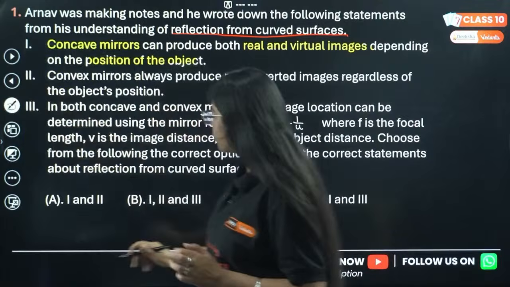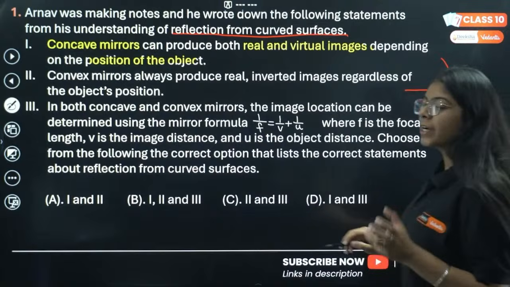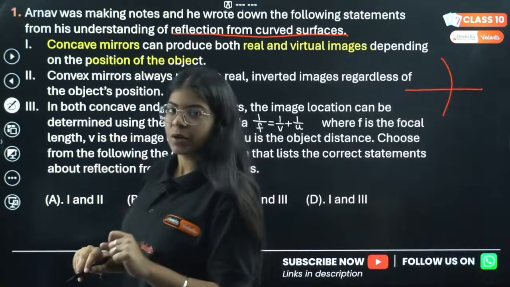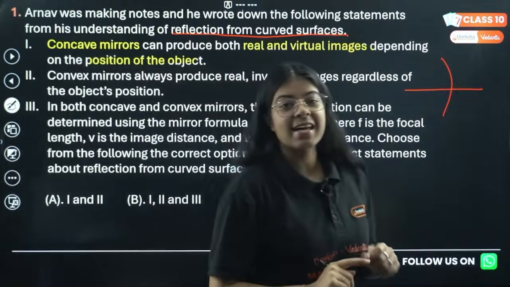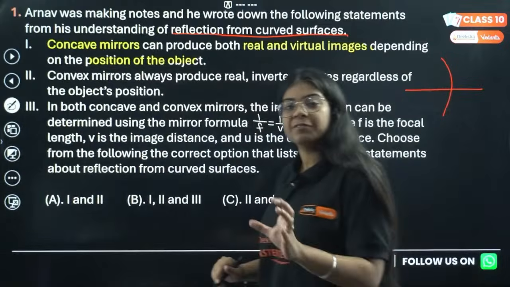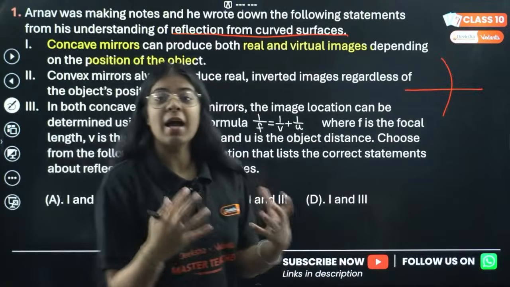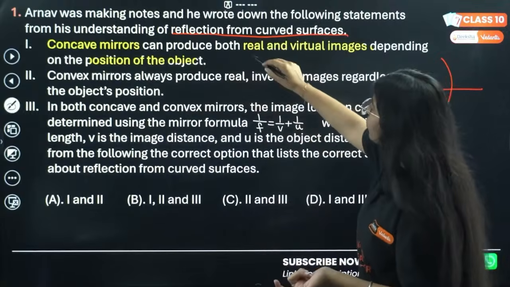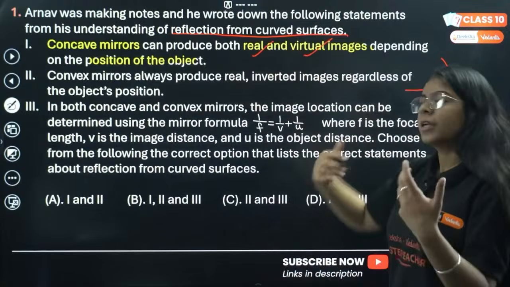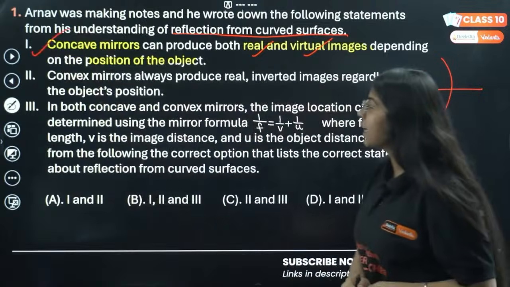Now we know this is true because, ma'am, this is my concave mirror and usually it produces real and inverted images. But I know the sixth case. The sixth case says that if I place my object between pole and focus, then the image will be virtual and erect. So this is correct, that a concave mirror can produce both real and virtual images depending on the position of the object. So the first is true. Let's see the second one.